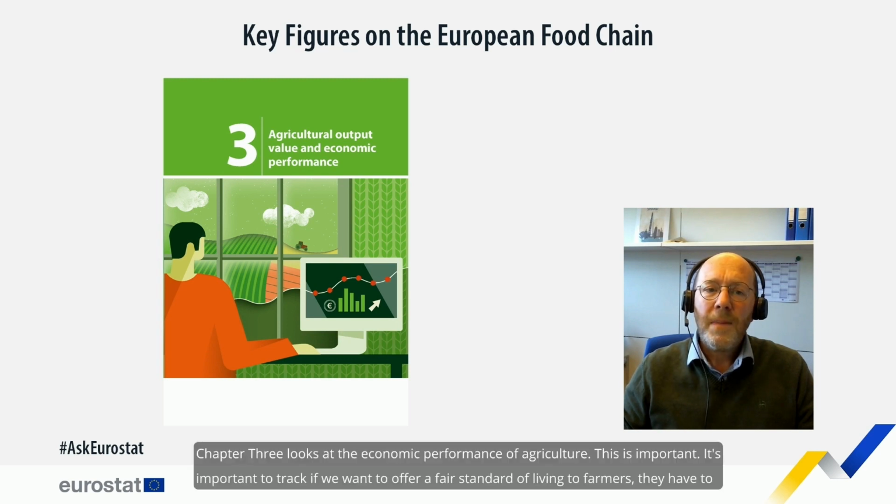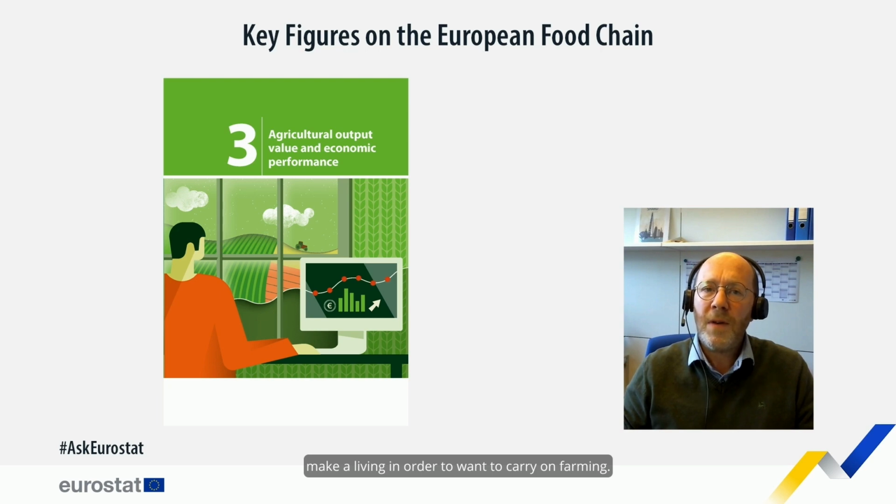Chapter 3 looks at the economic performance of agriculture. This is important. It's important to track if we want to offer a fair standard of living to farmers. They have to make a living in order to want to carry on farming.